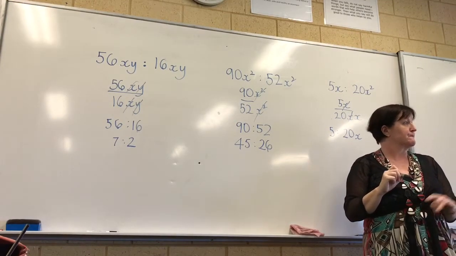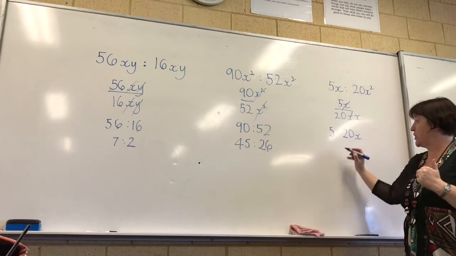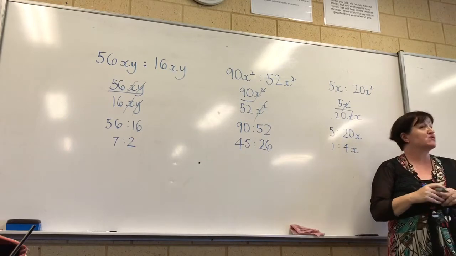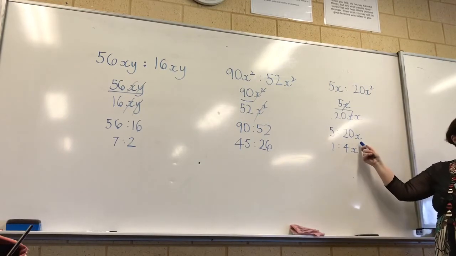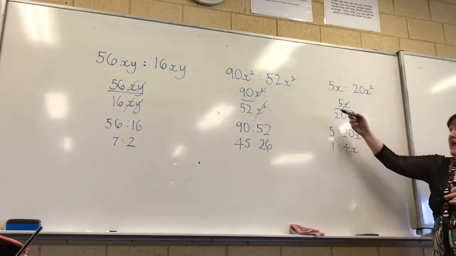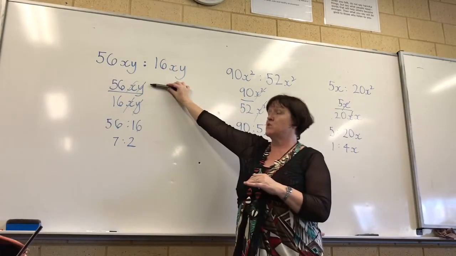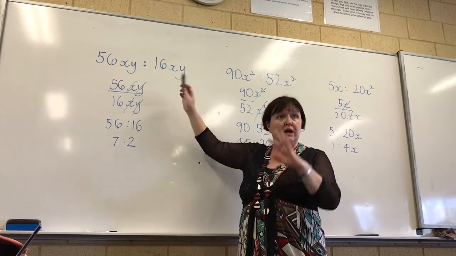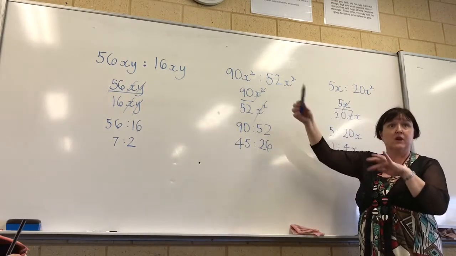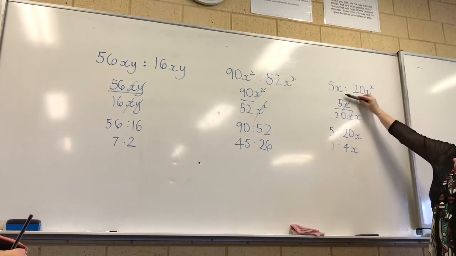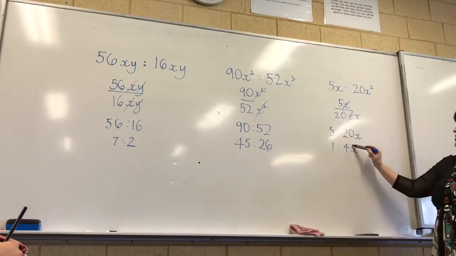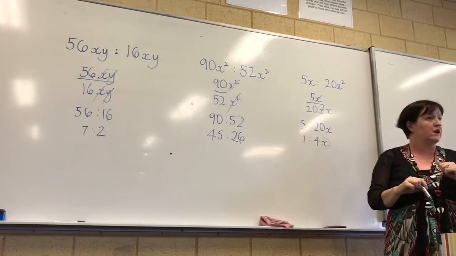What do I do now? Simplify. Simplify it to 1 to 4. 1 to 4x. Because remember, you can't get rid of that x because there's nothing to cancel it out, okay? So here, because the xy was above and below, it cancels. Here, because the x squared was above and below, it cancels. But here, you've got an x and an x squared. So you can only cancel one of the x's, so you're still left with this x. Okay?